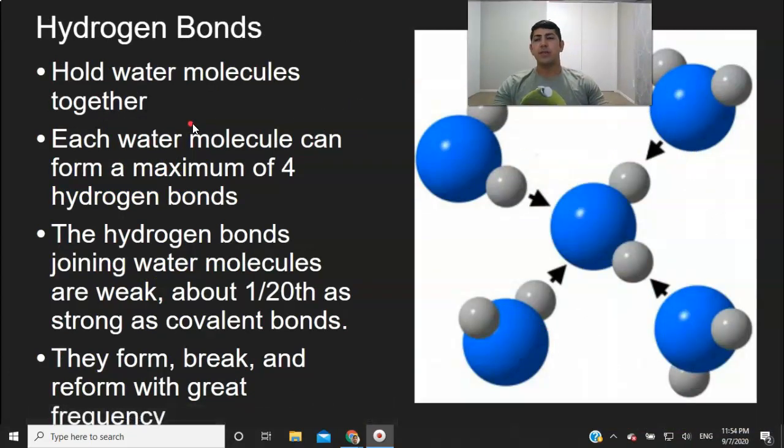So hydrogen bonds, they hold the water molecules together. Each water molecule can form a maximum of 4 hydrogen bonds, like we just learned. The hydrogen bonds joining water molecules are weak. They're about 1/20th as strong as the covalent bonds that form between the hydrogen and oxygen. They form, break, and reform with great frequency.